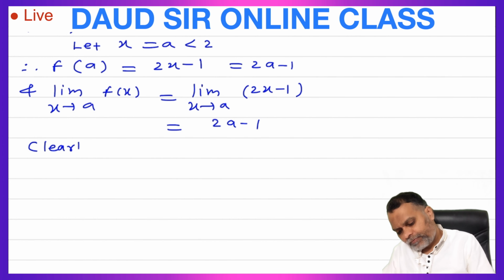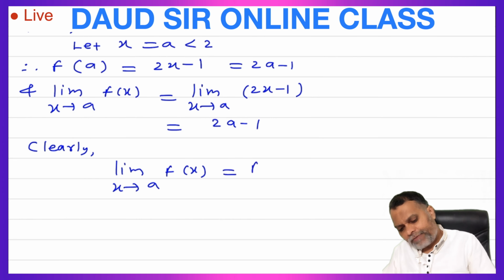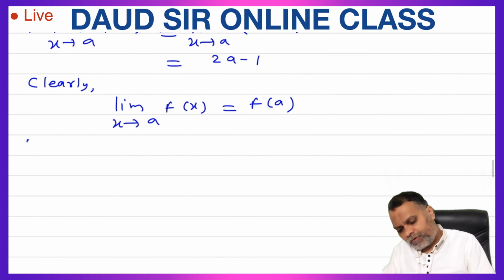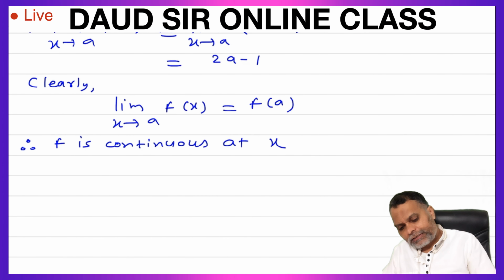Clearly, limit x tends to a f of x is equal to f of a. Therefore, f is continuous at x less than 2.